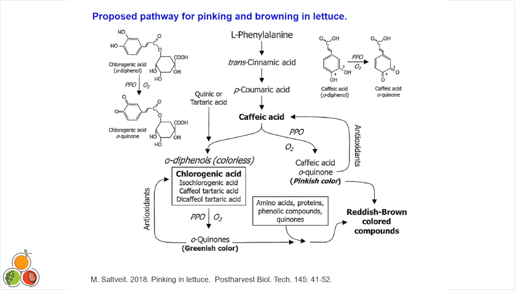How we get the different colors depends on what the particular phenolics are and how they combine. And so some of that he's done with inhibitors and things like that to come up with this general scheme. But the important thing here is that in the end, we're going to get these reddish-brown pigmentations.